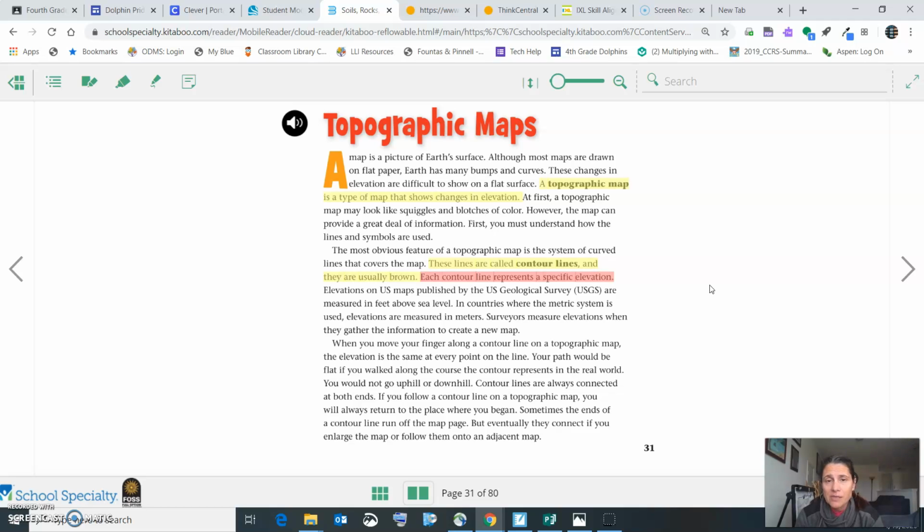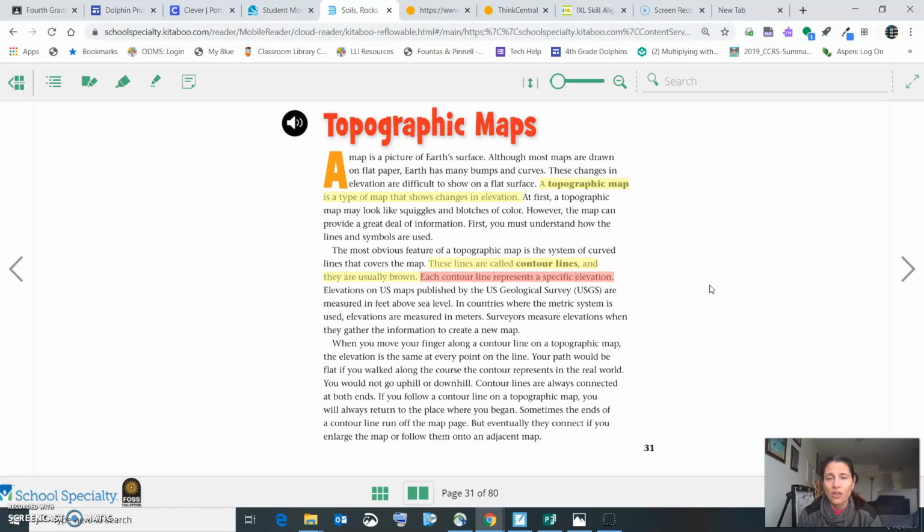Elevations on U.S. maps published by the U.S. Geological Survey are measured in feet above sea level. So the 0 would be sea level. In countries where the metric system is used, elevations are measured in meters. Okay, so that's kind of what we're doing in math too. We're learning both the customary and the metric. Surveyors measure elevations when they gather the information to create a new map.